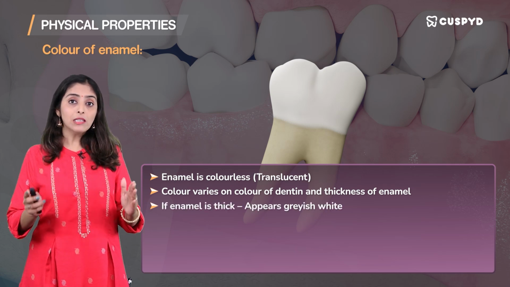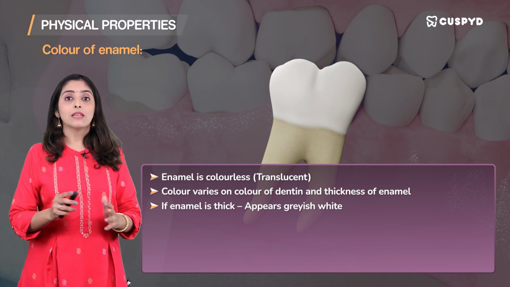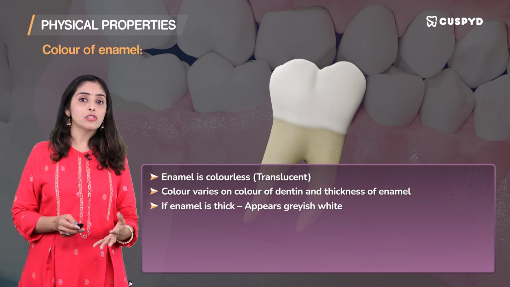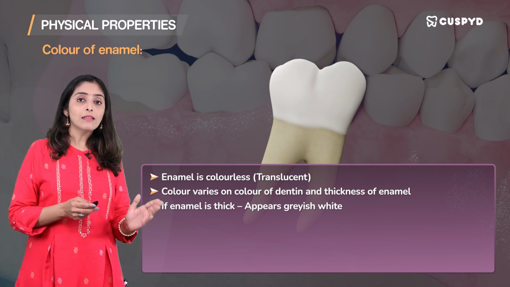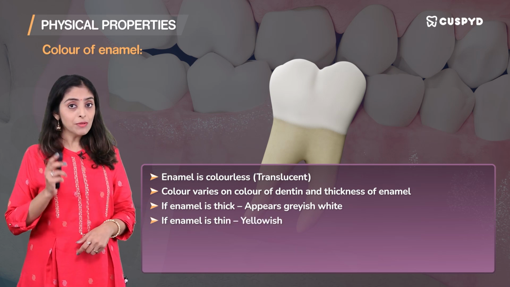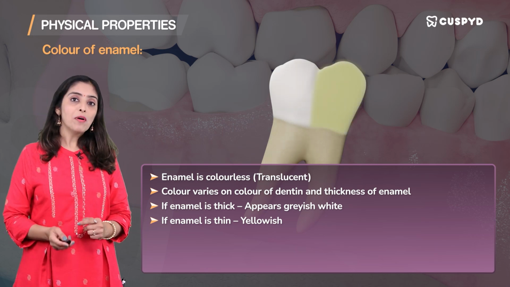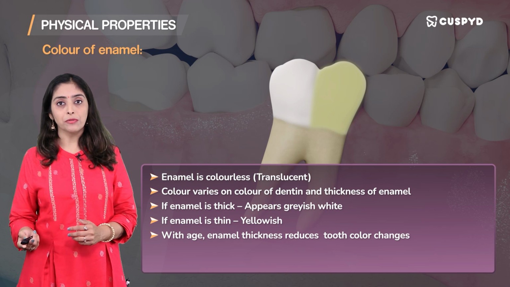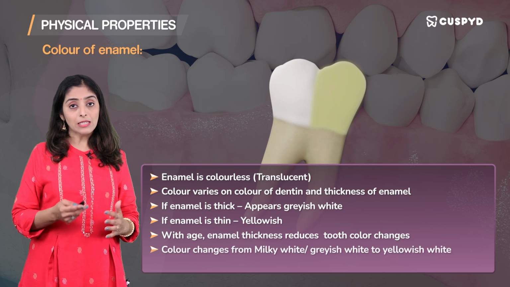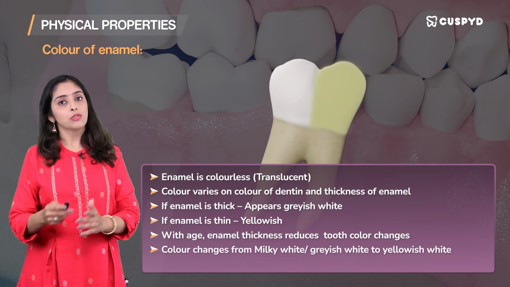If the enamel is very thick and the dentine's color is getting masked, then the enamel will appear grayish white. But if the enamel has been removed because of either physiological or pathological processes and the dentine color is getting reflected, then the tooth will appear yellowish. Have you noticed that as people age, the teeth start becoming yellow? That is because the enamel's thickness has started reducing and the color of the underlying dentine has started being exposed. That is how the teeth change their color from milky white or grayish white to yellowish white.